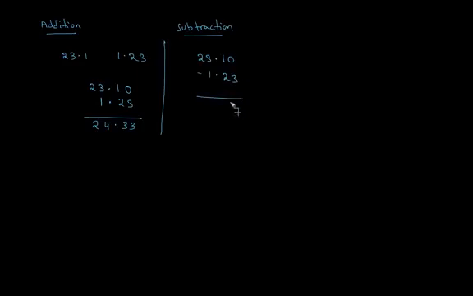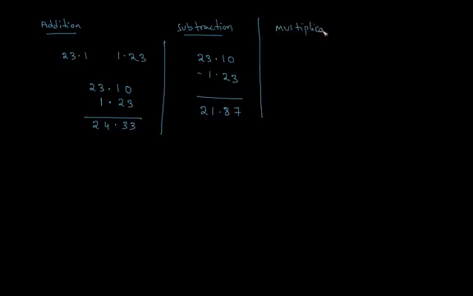If nothing is there, then it is 0. Then add it. 3, 3.4, 24.33, right? Same way, subtraction. It is similar to addition, right? 23.10 minus 1.23. Then subtract it, right? 10 minus 3, 7. So here 8, then 1, 21.87.